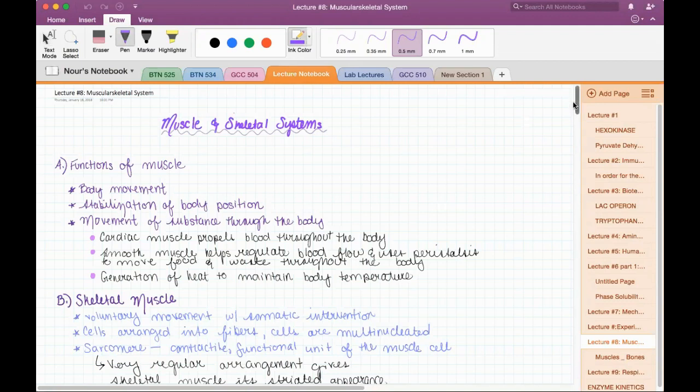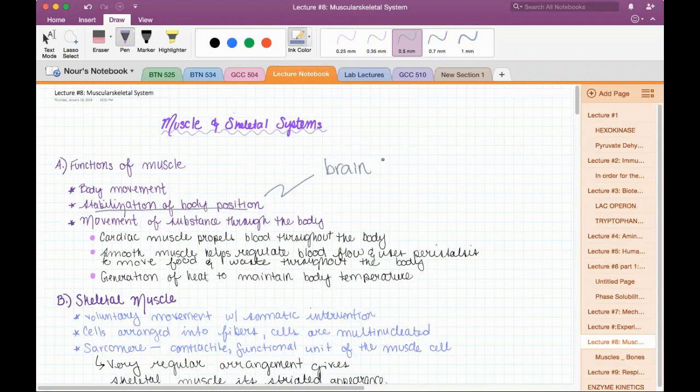Okay, the musculoskeletal systems. So generally, the functions of the muscle are body movement and stabilization of the body position, and this is also associated with the brain. When I do my lecture eventually on the parts of the brain, you'll know that this is a very important element when dealing with muscles.